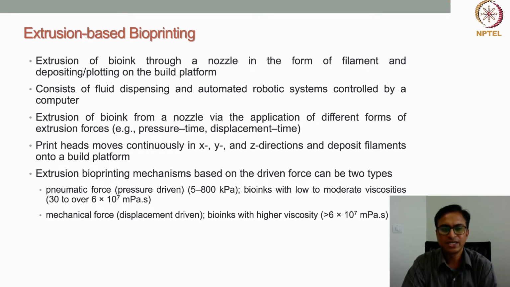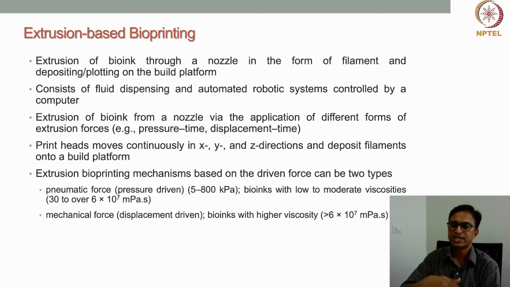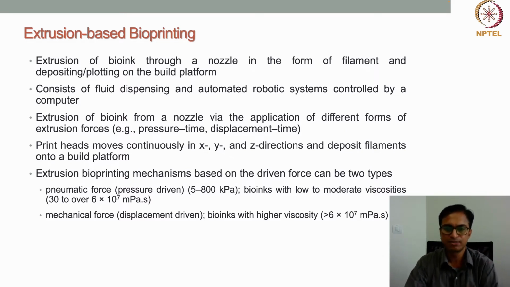Now the printhead can move in all three directions, x, y, z, and deposit the filament on the build platform. In certain bioprinters, the printhead can move in x, y, and the stage or the build platform can move in z direction. In certain other types of extrusion based bioprinter, the printhead can move in all x, y, z directions. So any type of combination is possible, right?